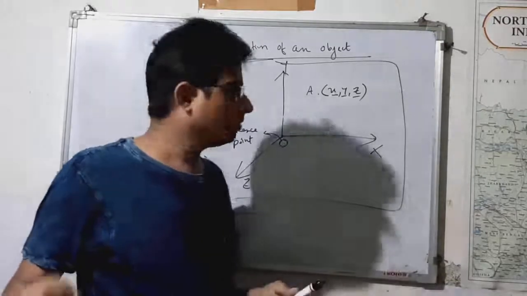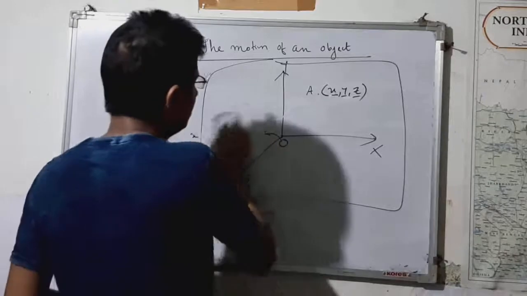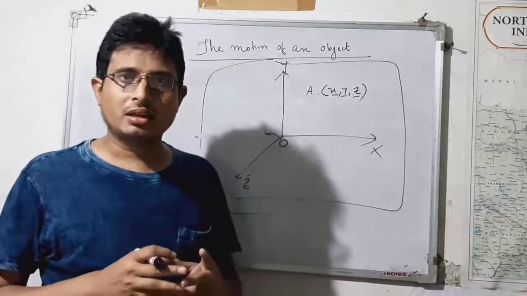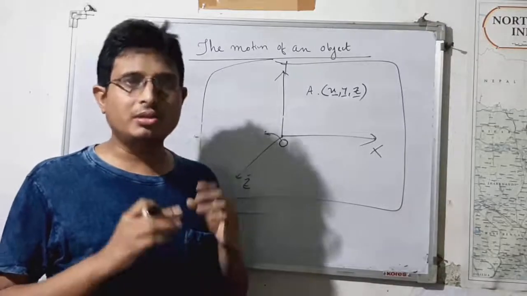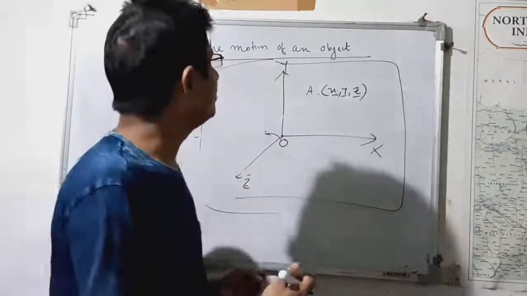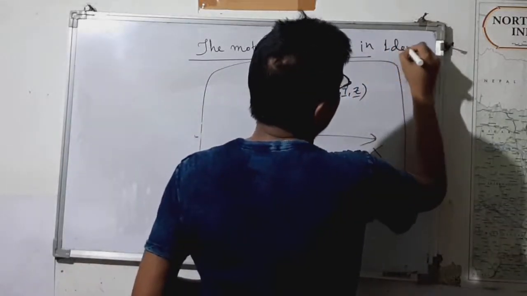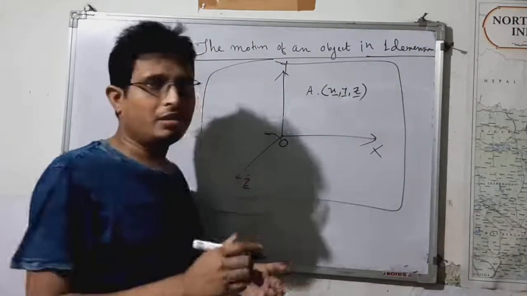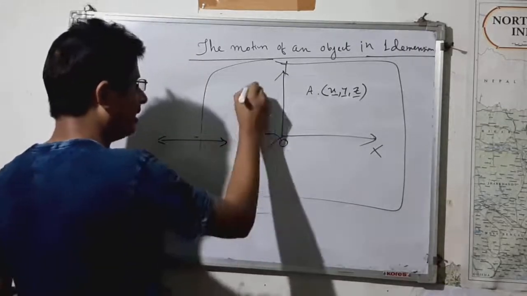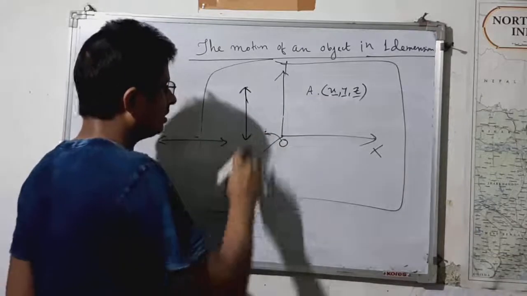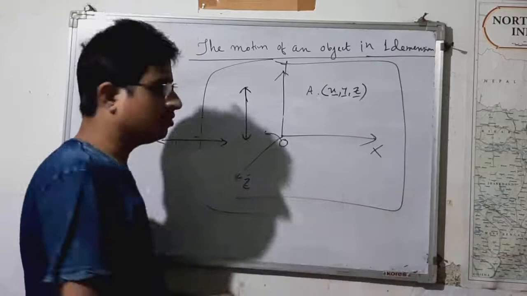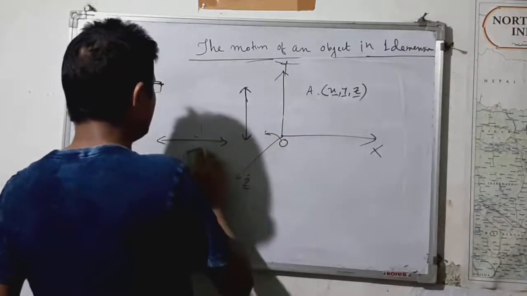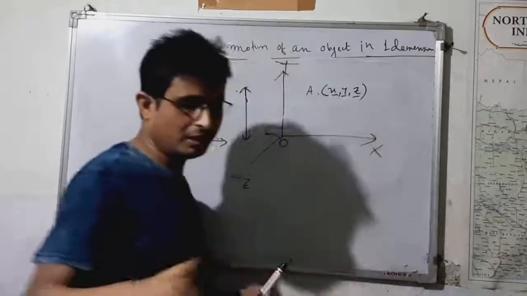Now if the object moves in any particular direction, then we say that the object moves in one dimension. And in today's lecture, we will mainly study the motion of an object in one dimension. One dimension means it moves either horizontally like this, or vertically like this. This kind of motion is known as one-dimensional motion, or rectilinear motion.